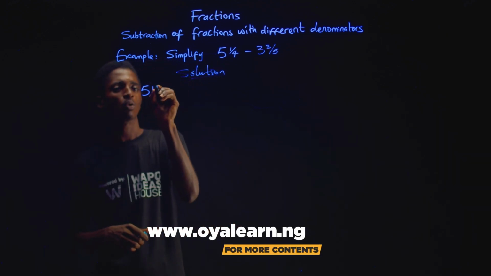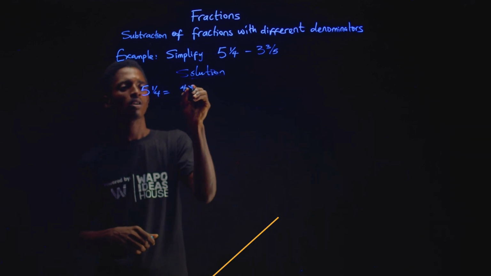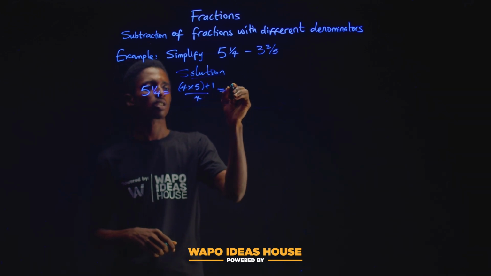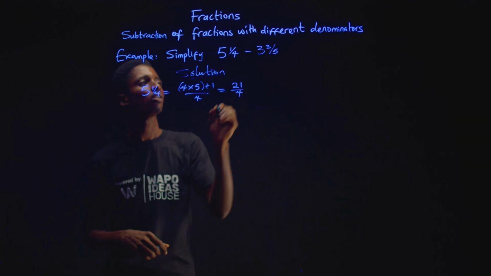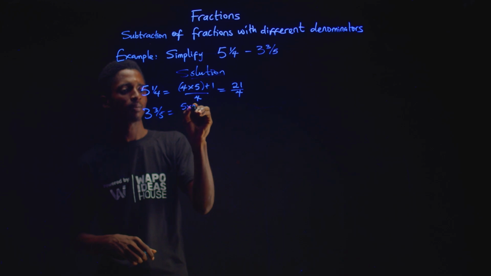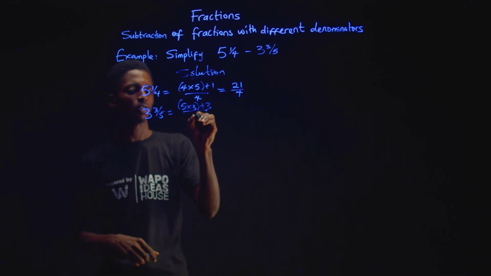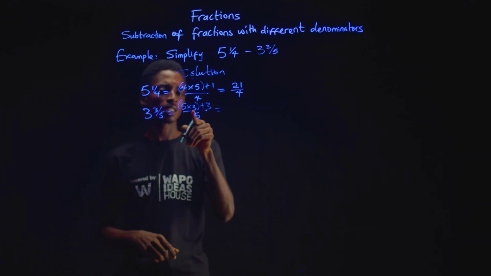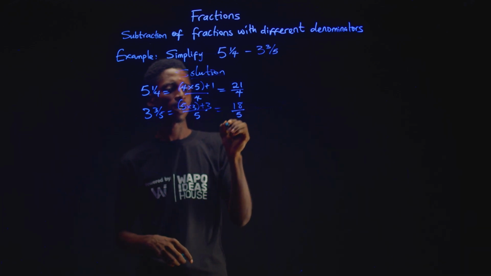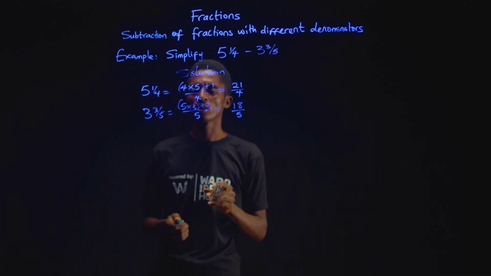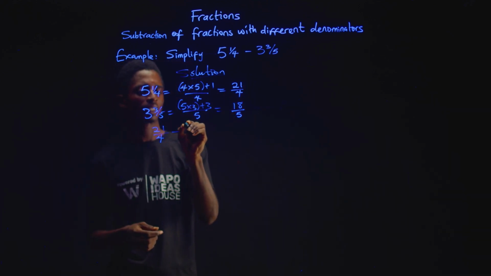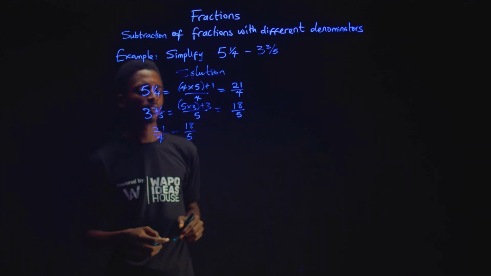So our 5 whole number 1 over 4 would become 4 times 5 plus 1 over 4, which would give us 21 over 4. And then our 3 whole number 3 over 5 would become 5 times 3 plus 3 over 5, which is 15 plus 3, that is 18 over 5. So now we have 21 over 4 minus 18 over 5.